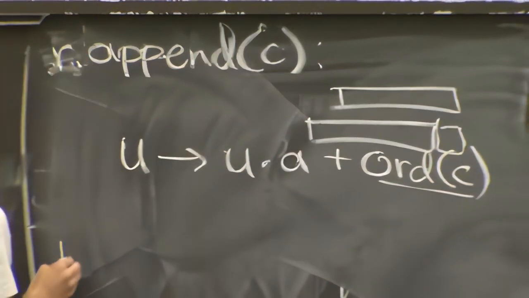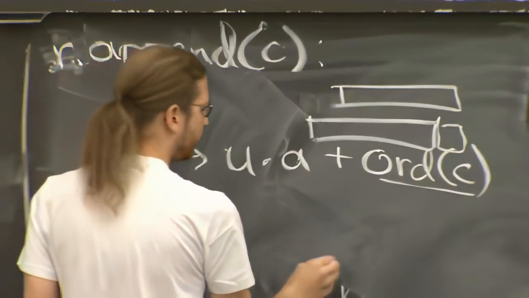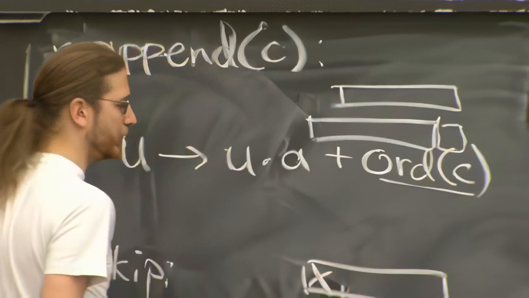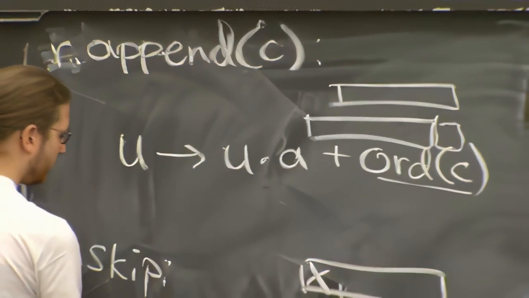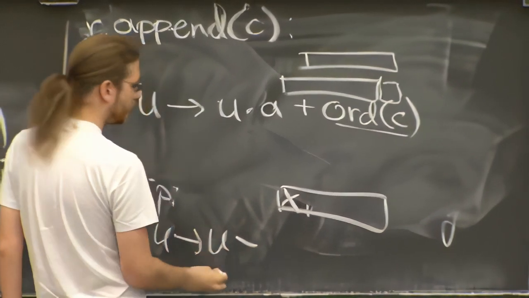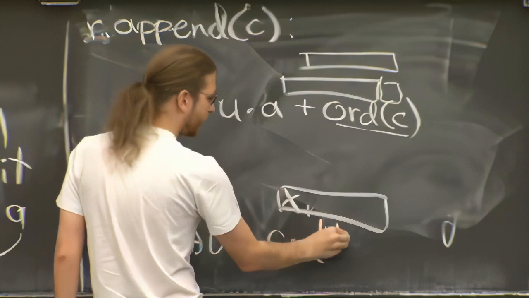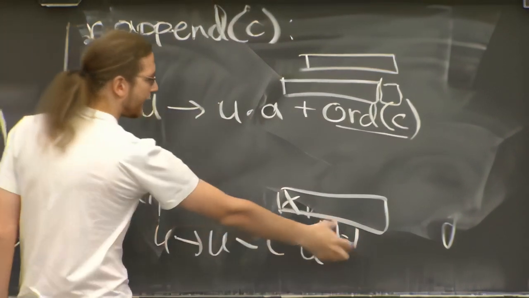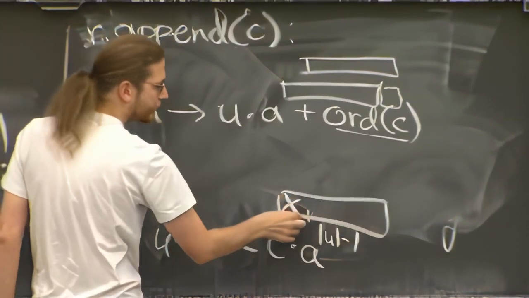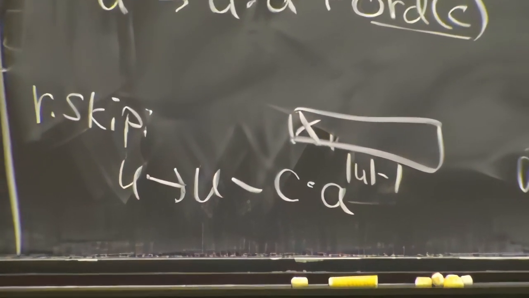Very easy. If I want to do skip, it's slightly more annoying. But skip means just annihilate this value. And so it's like u goes to u minus the character times a to the power size of u minus 1. I have to shift this character over to that position, and then annihilate it with a minus sign. You could also do XOR.